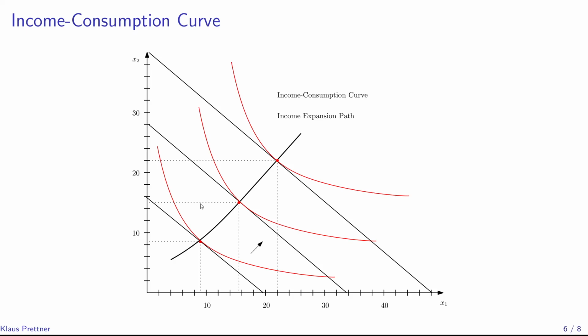This curve shows how the consumption of the two goods changes when income changes, and here, since x1 and x2 are both normal goods, it will have a positive slope and both goods will increase in terms of their level of consumption when income increases. However, it could also be that one of the two goods is an inferior good, then the income consumption curve could be bending backwards, basically.